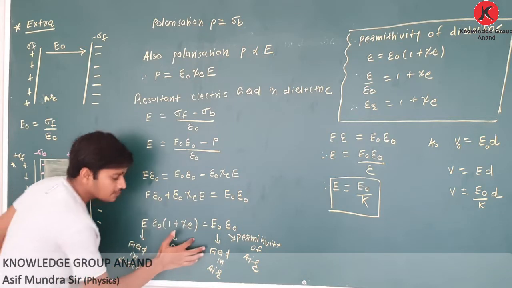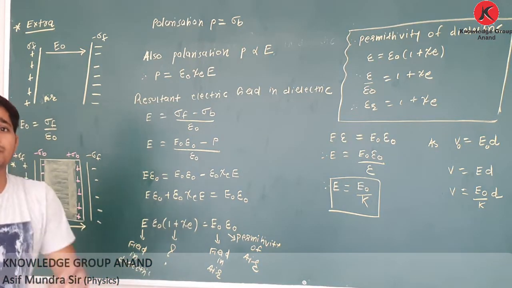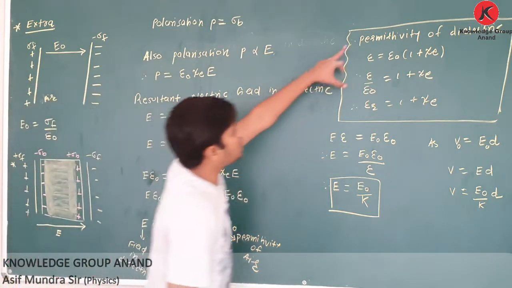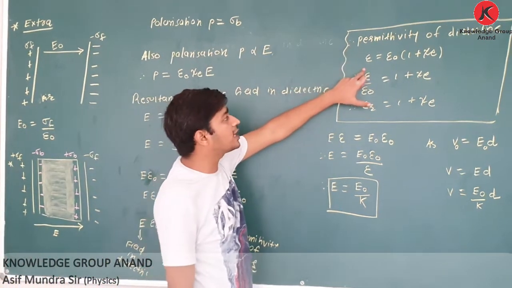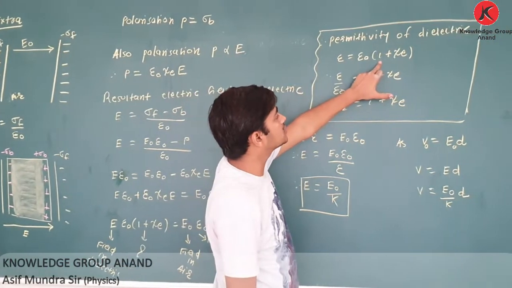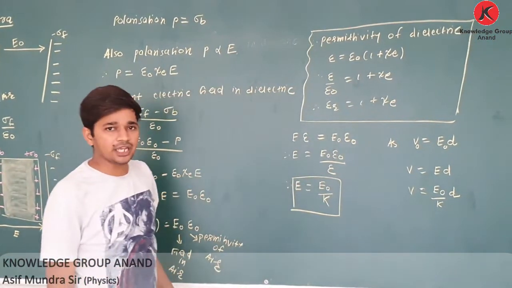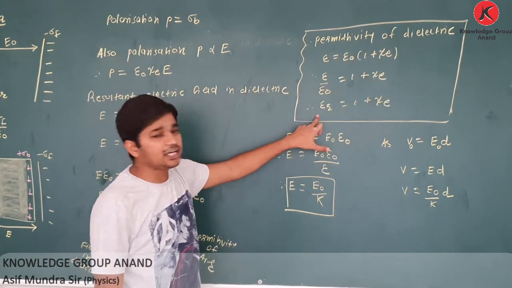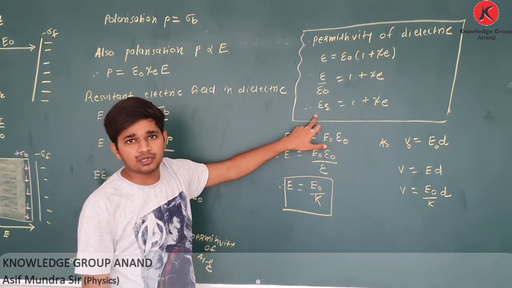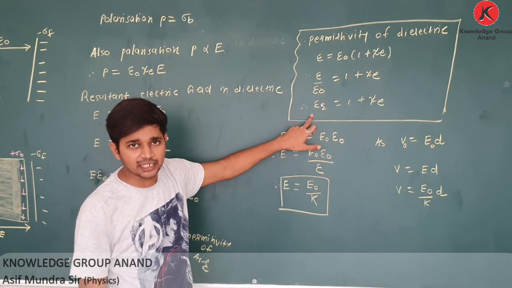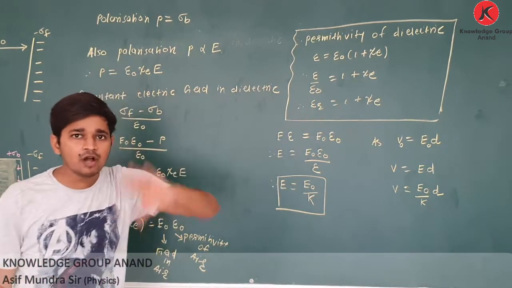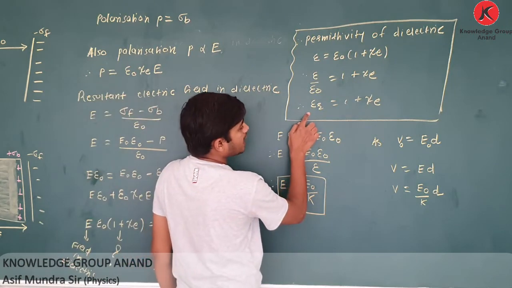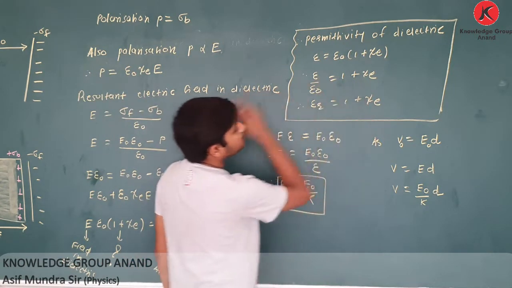Then this term is called the permittivity of the dielectric. Epsilon is equal to epsilon 0 into 1 plus chi E. And we know that epsilon upon epsilon 0 is equal to 1 plus chi E, and it is the relative permittivity. So the relative permittivity of the dielectric, epsilon R, is equal to 1 plus chi E.